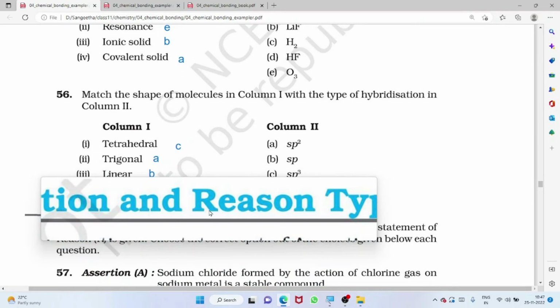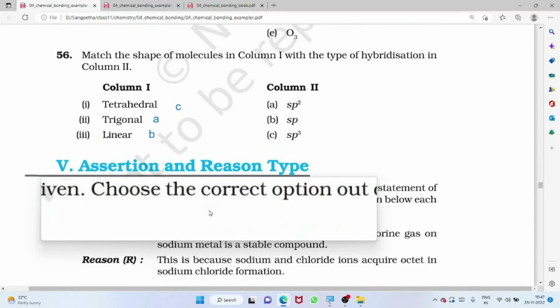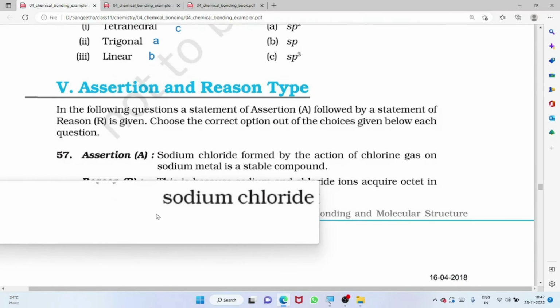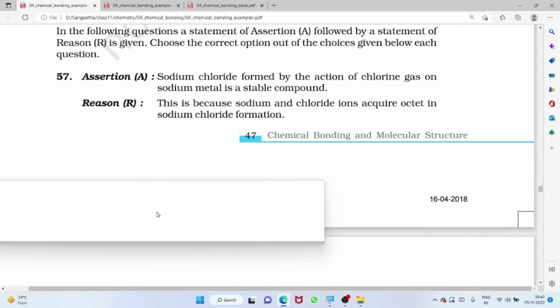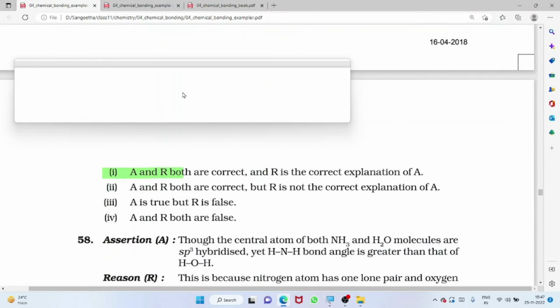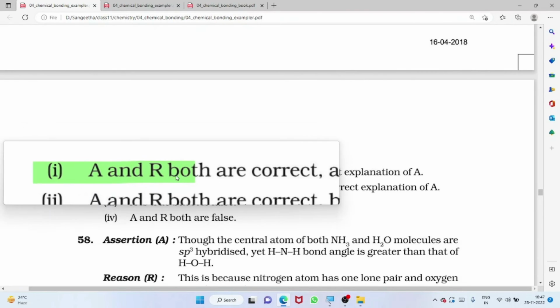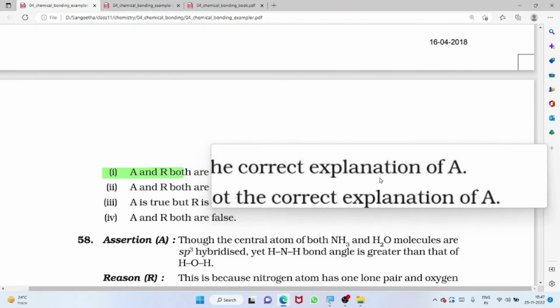Now the shape of the molecule column, type and hybridization. Then the assertion-reason type. Sodium chloride formed by the action of chlorine gas and sodium metal is a stable compound. This is because sodium and chlorine ions acquire an octet in the sodium chloride formation. Yes, A and R both are correct, and R is the correct explanation of A.